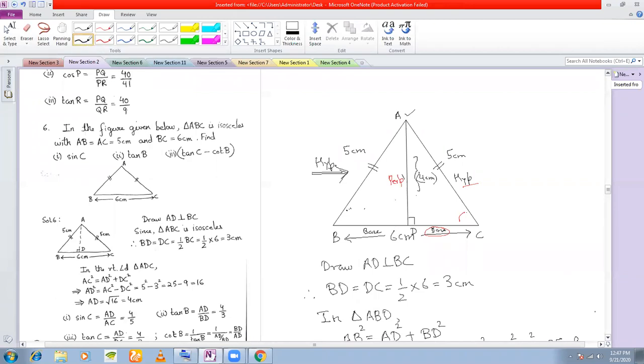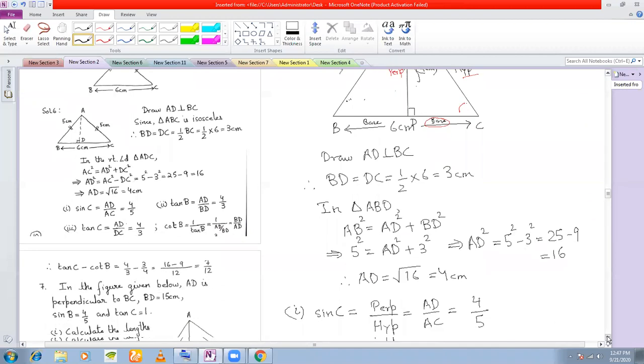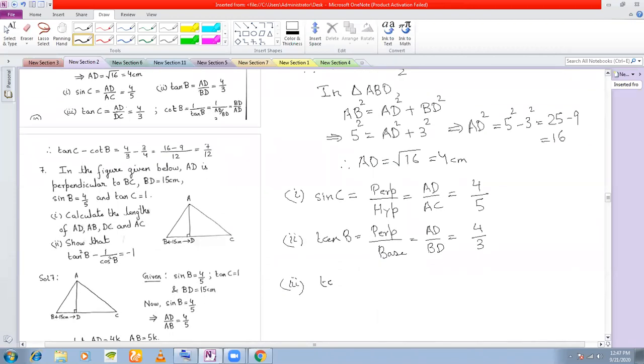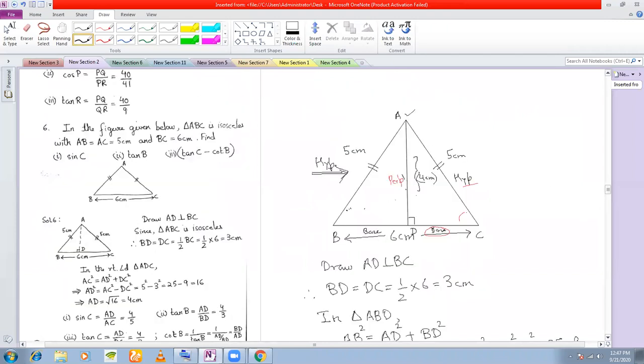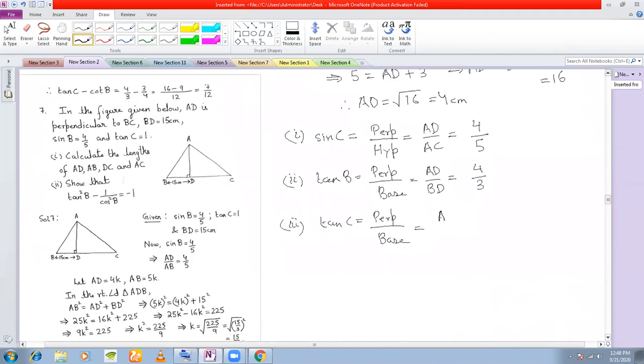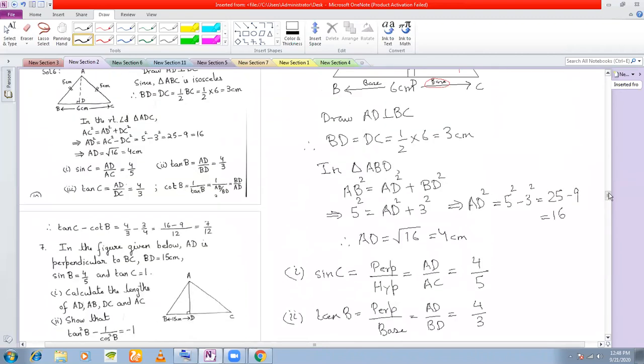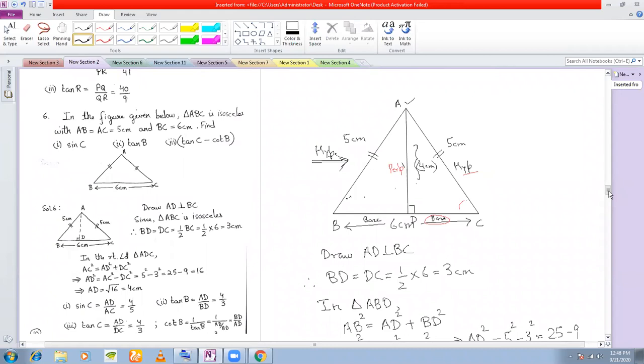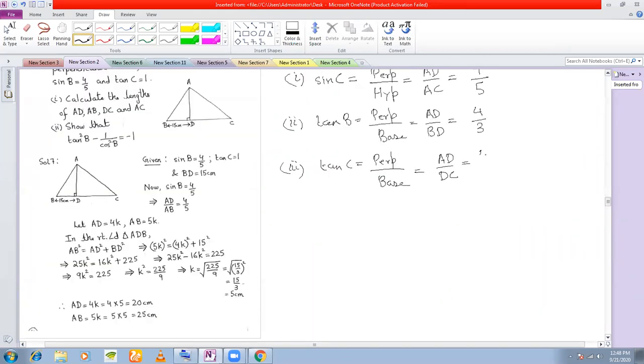So tan C comes out to be, tan C is again perpendicular by base. So in this case, you see tan C is AD by DC. Perpendicular is AD and base is DC. AD by DC. So AD here is 4 centimeters, DC here is 3 centimeters. So this is 4 by 3. So we have calculated tan C.